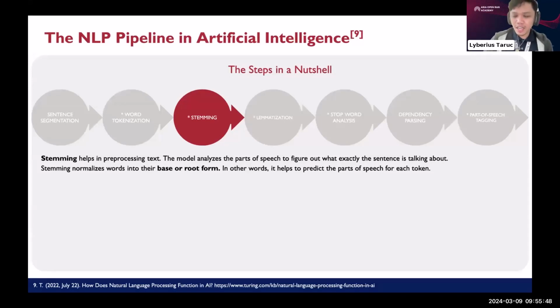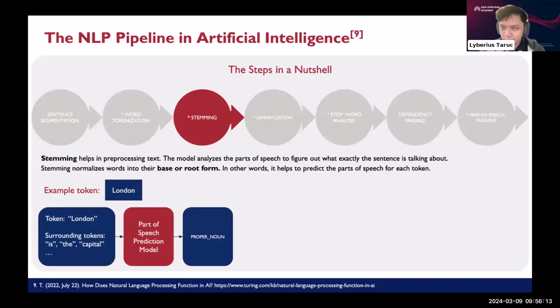But here's how you would simplify it. Stemming helps in preprocessing text. It is a means to normalize words based on their base or root form. In other words, it helps to predict the parts of speech of each token. Now, suppose I have a given text, London. Its obvious base form is also London. So that is its stem, right?